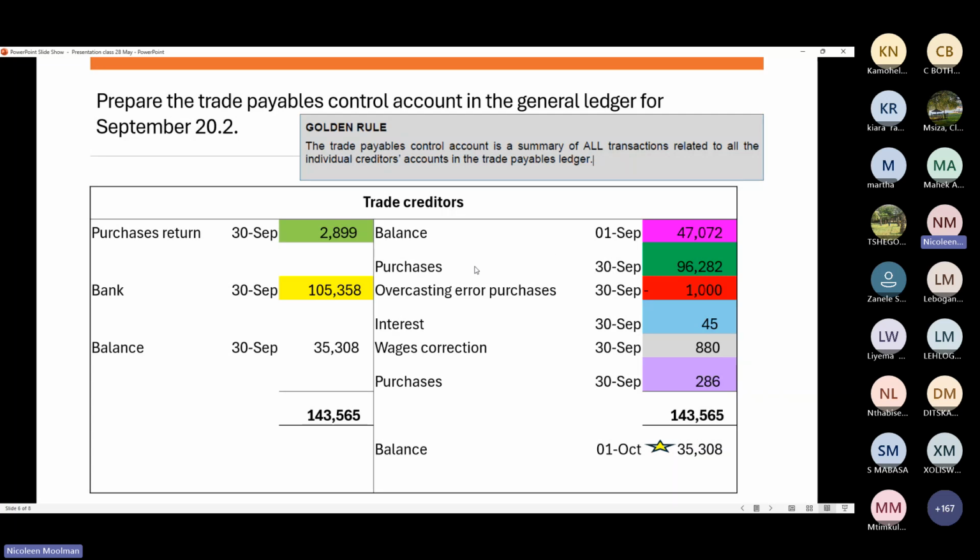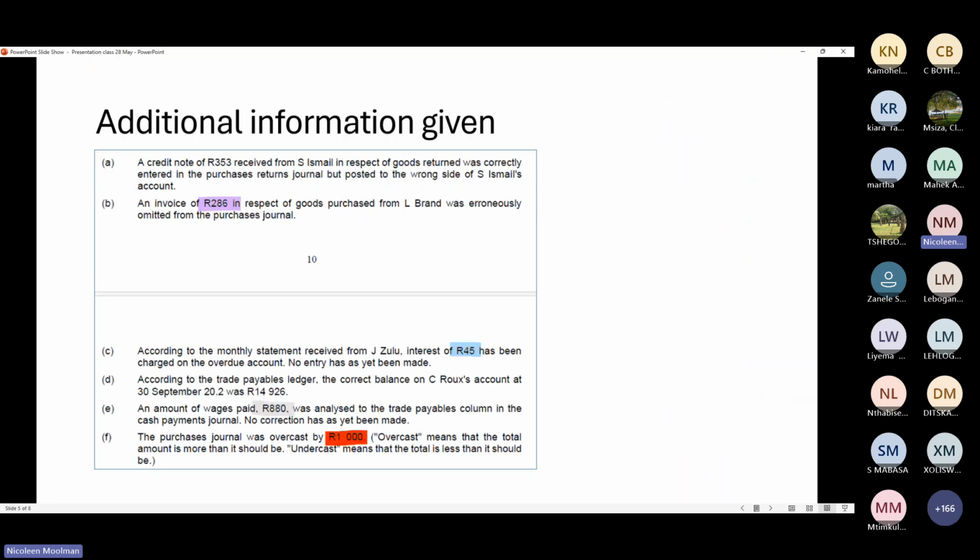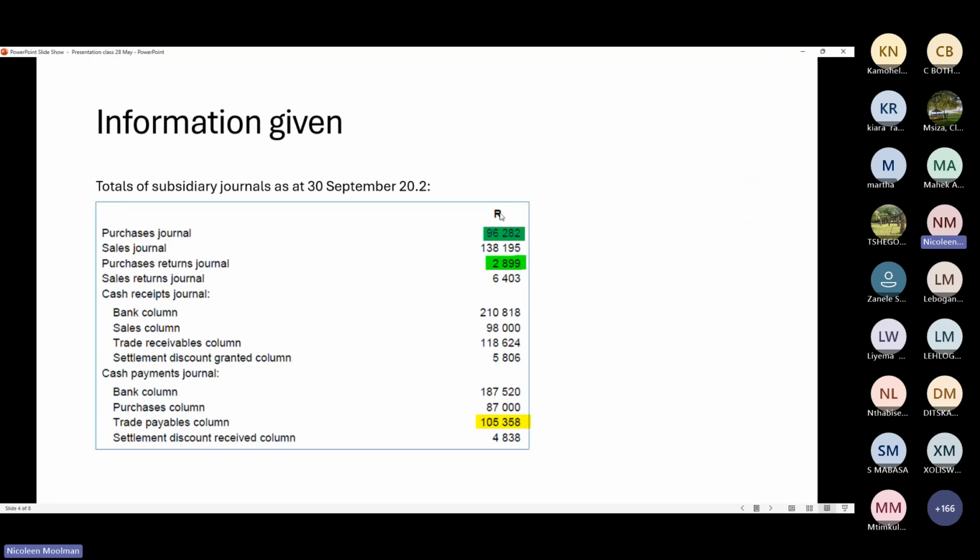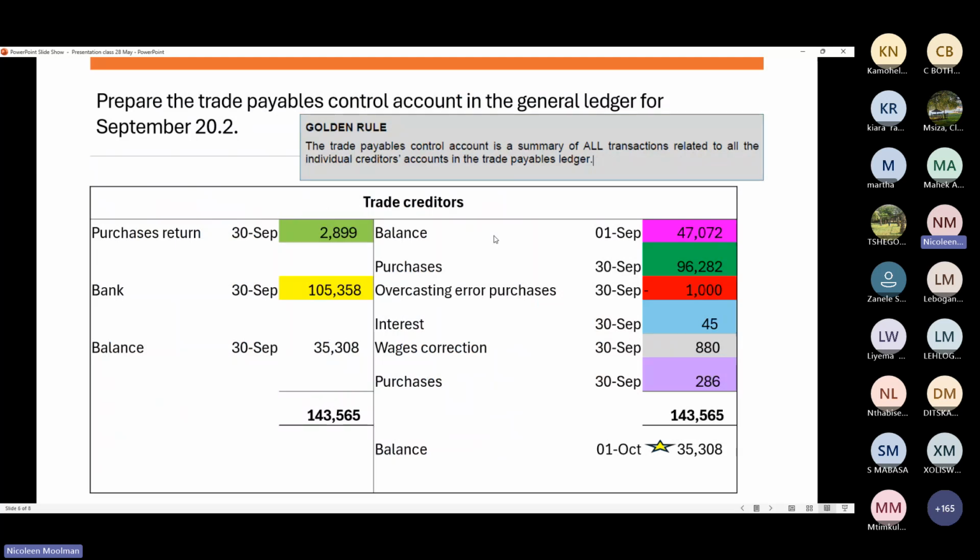Then, because we have purchases that we bought on credit during the month of September, that will increase our trade creditors. So when a liability increases, we credit it. The credit here, 96,282, was also given to us in the balances provided, and I color coded it in that dark green number there. Then in the additional information they gave us, they said there was an overcasting error of 1,000 Rand.